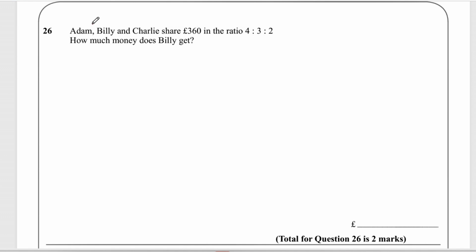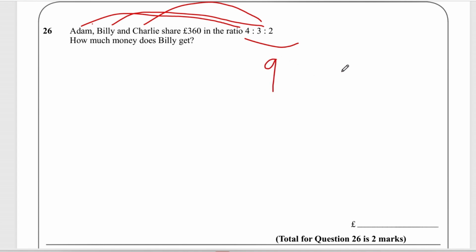Take note that Adam is gonna get 4 parts, Billy will get 3 parts, and Charlie will get 2 parts. So how do you get one part? Add the ratios together. 4 plus 3 is 7. 7 plus 2 is 9. So total ratio is 9. Then divide 360 by 9, and that will give you 40. So one share is 40.